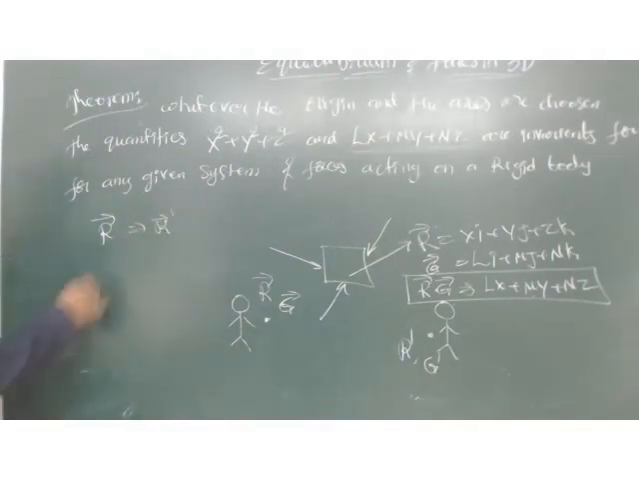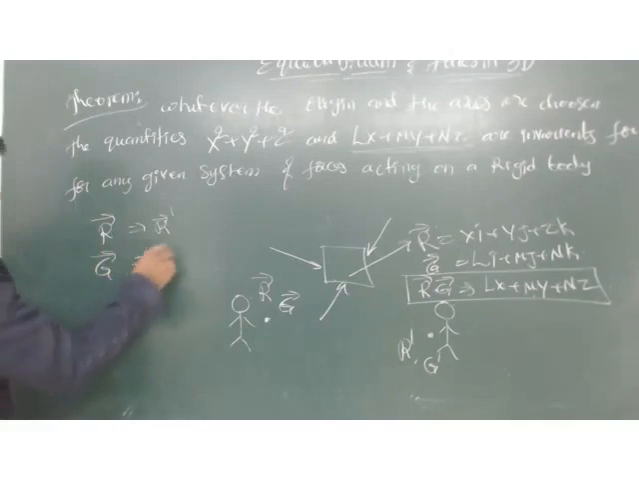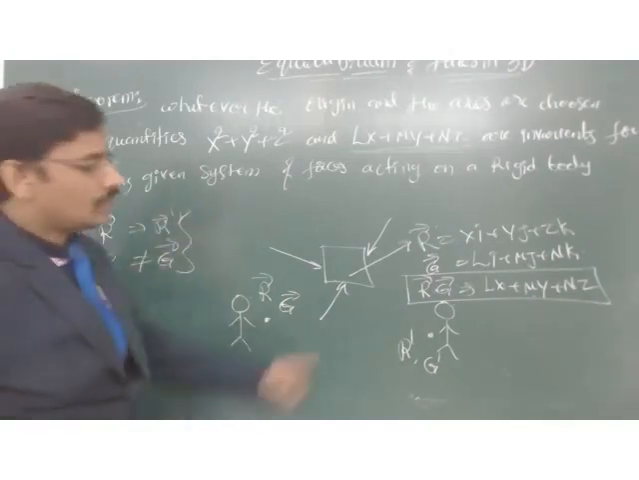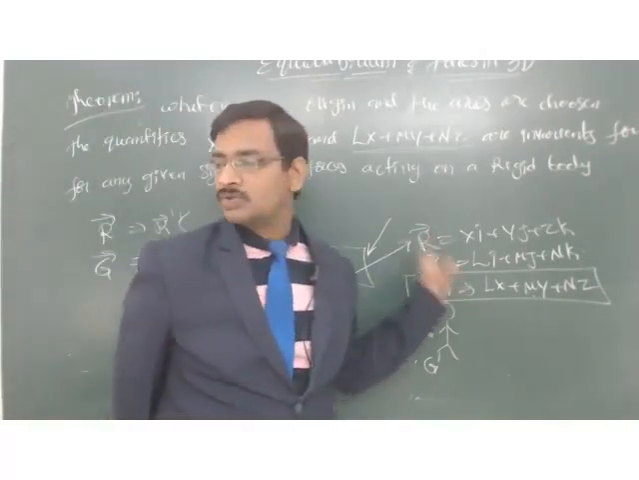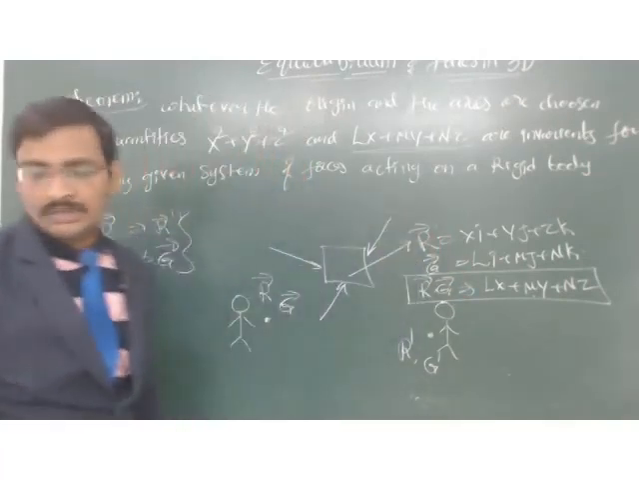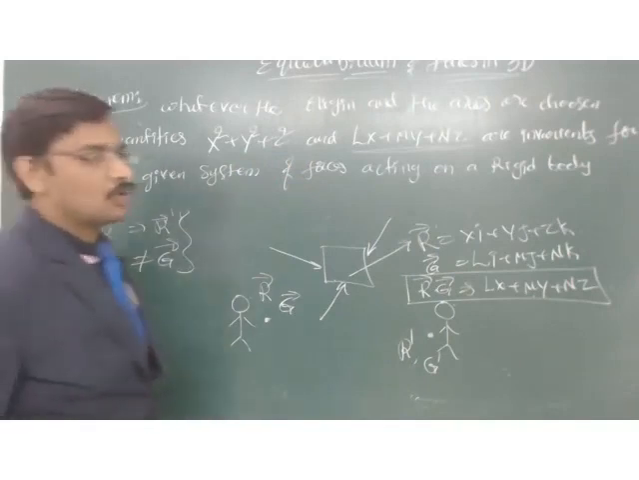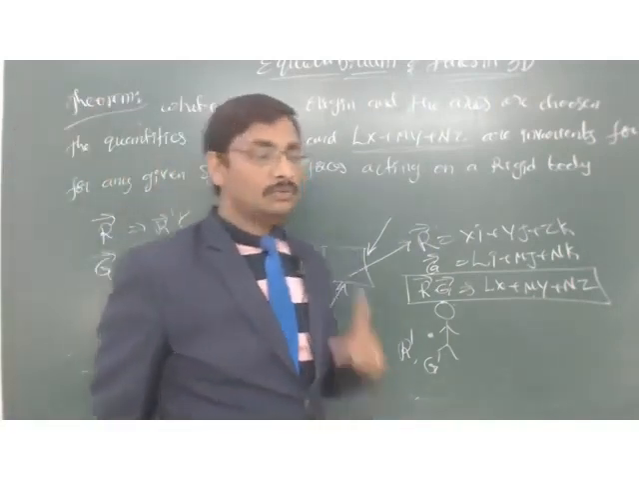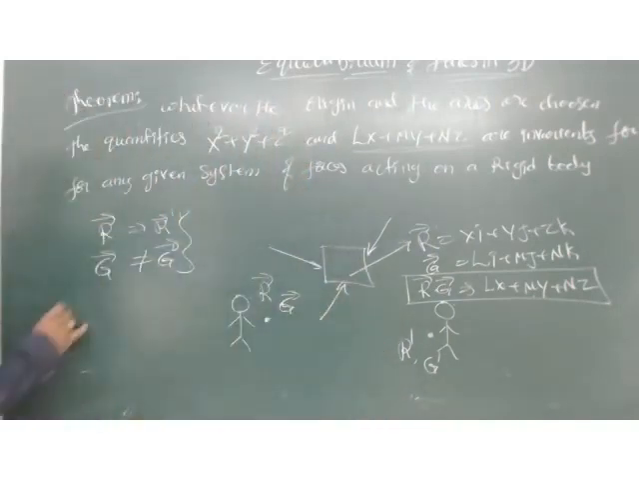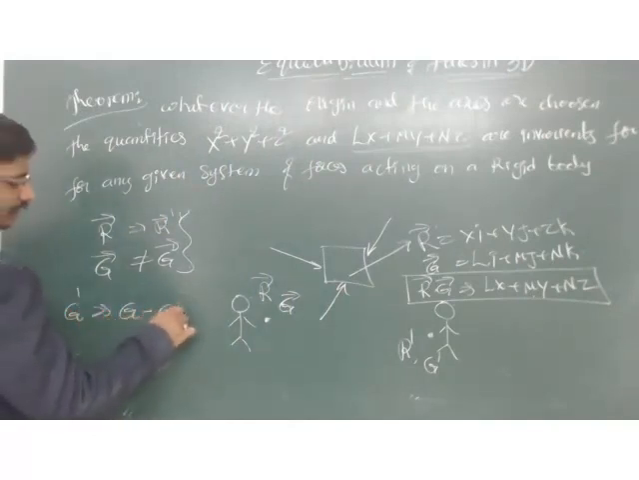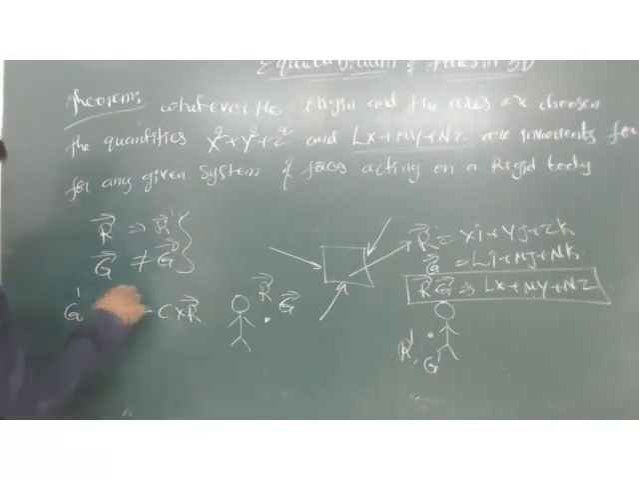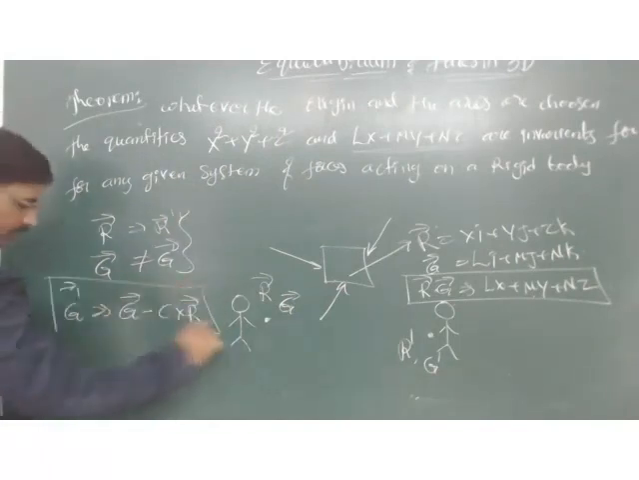But G is not equal to G dash. Based on this assumption, you try to calculate the dot product of these two in the first case and the second case. So this dot product, you try to find out the relation between these two. And I have given one more relation in the previous classes. So I have proved a relation between G dash and G. G dash is equal to G minus C cross R. So this relation actually I already proved.